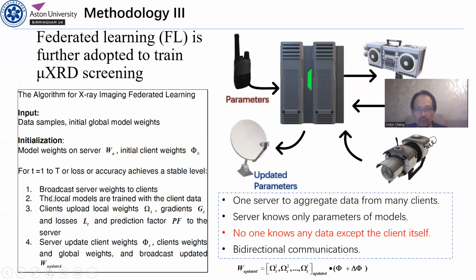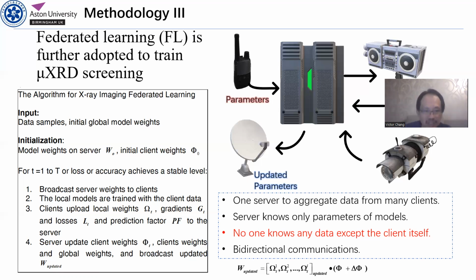So then all the clients get the message to process the images, and the local models are trained with the client data. The client then uploads weights, gradient, losses, and prediction vector to the server. These are the major parameters. The server updates with the client weights and the global weights, and broadcasts the updated version.